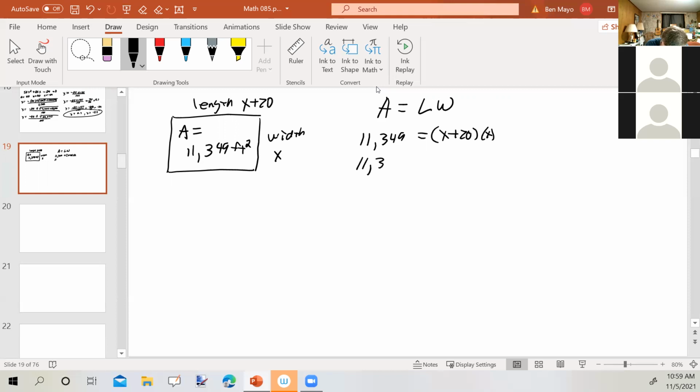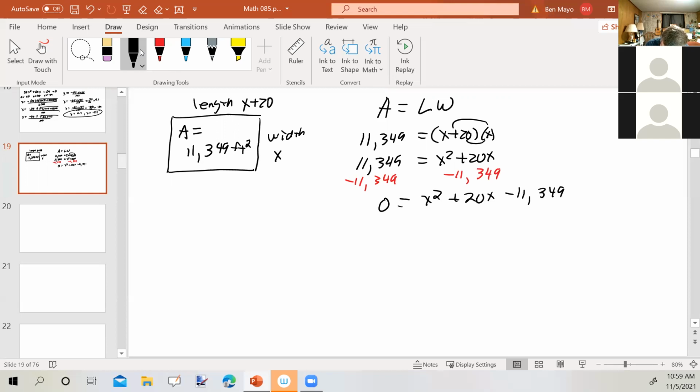Continuing on, 11,349 equals x squared plus 20x. Subtract 11,349 from both sides of the equation. 0 equals x squared plus 20x minus 11,349. I was looking to see if it said anything about decimals. It didn't, so hopefully things are going to come out nicely. So A is 1, B is 20, and C is negative 11,349.